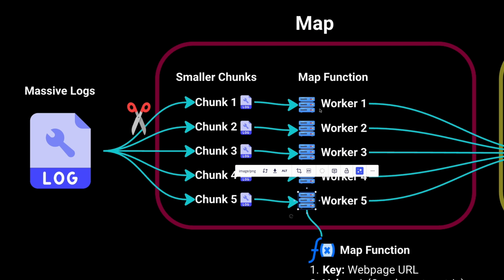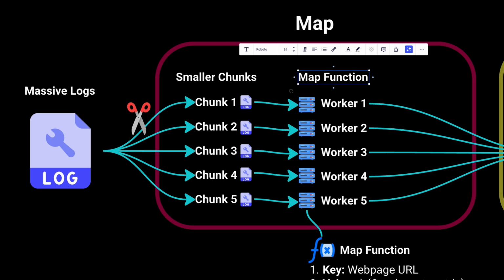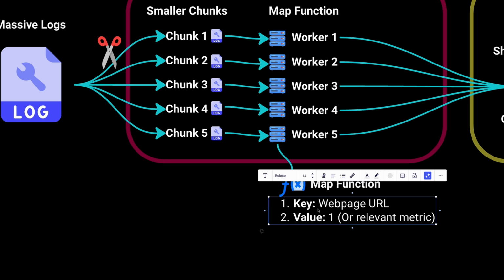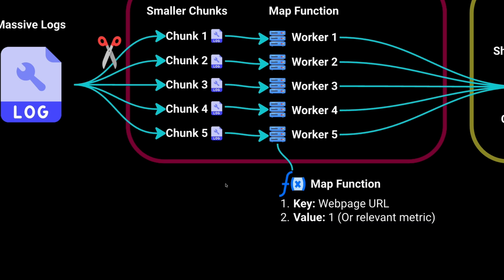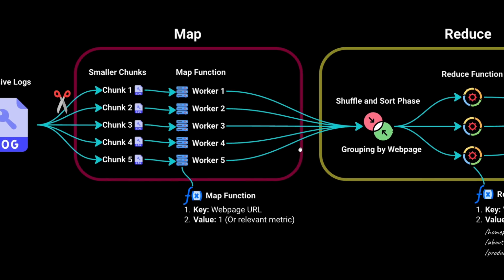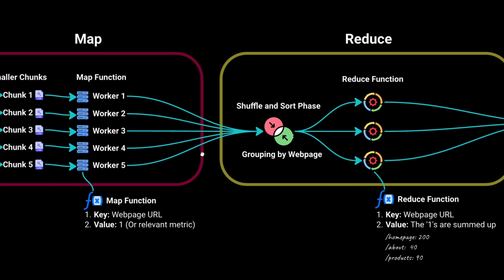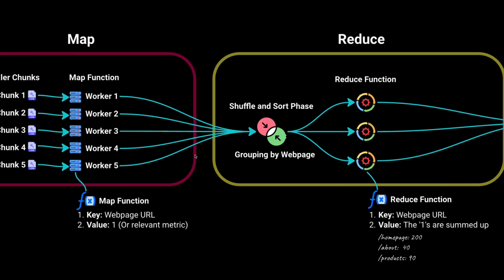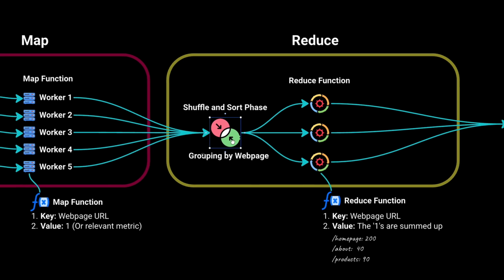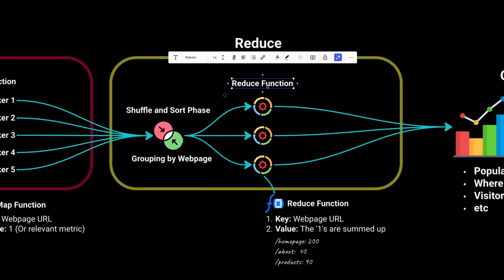Each of these workers has a map function inside of it, and this map function is responsible for extracting the key information. In our case, it will map the keys, which are the specific web pages visited, to their values, which, if we are counting the visits, can be the number of visits to that web page. After we are done with the map phase, we get into the reduce phase, where all those key-value pairs generated by the map function get sorted and grouped by their keys, meaning by their web page. And this information is forwarded to the reduce function.